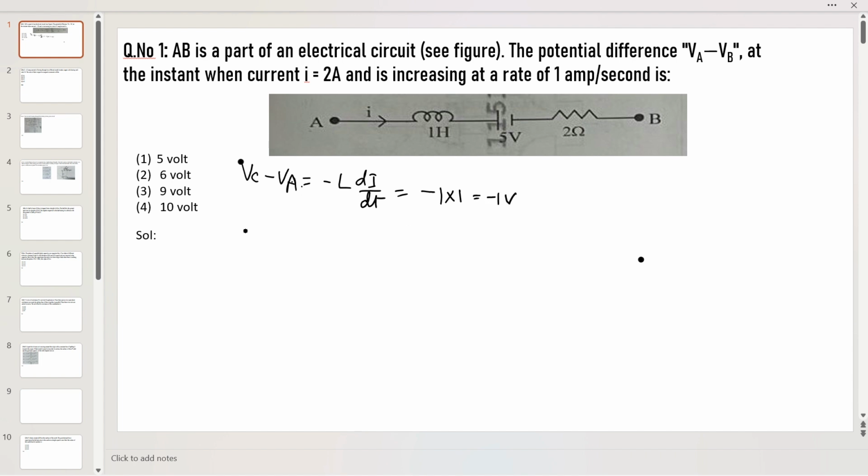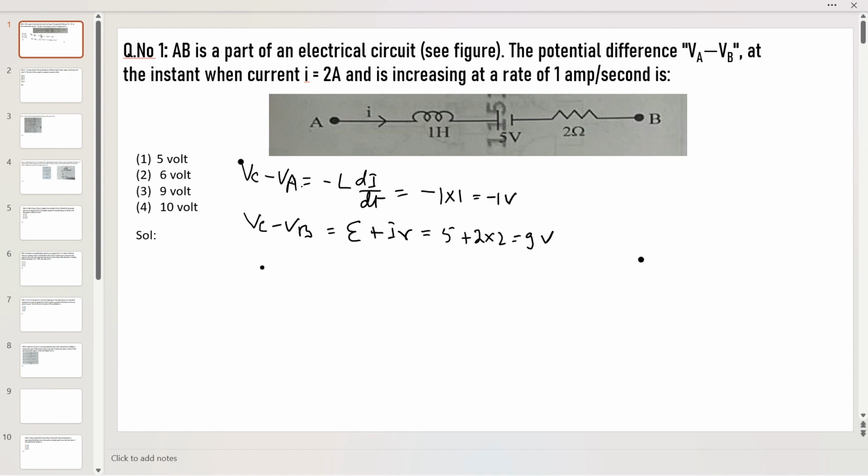Now again I am going to find the potential difference between VC and VB. VC minus VB will be equal to epsilon plus I R, where R is the internal resistance. Epsilon is given as 5, the current I flowing through it is 2, and the internal resistance is 2. So this comes out to be 9 volt.